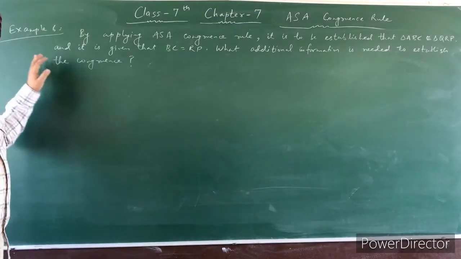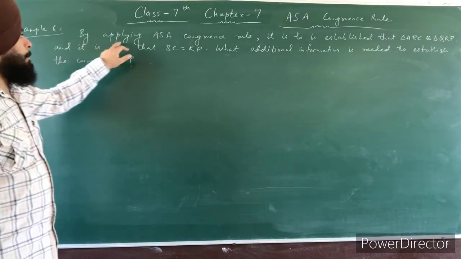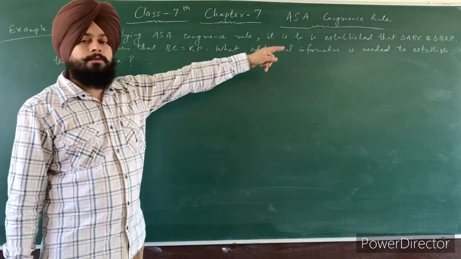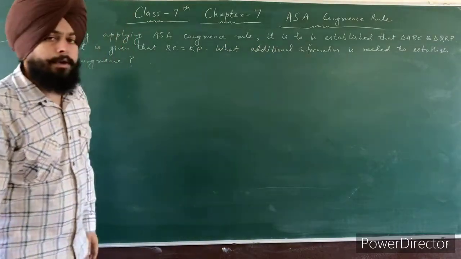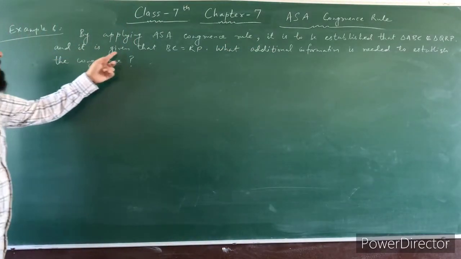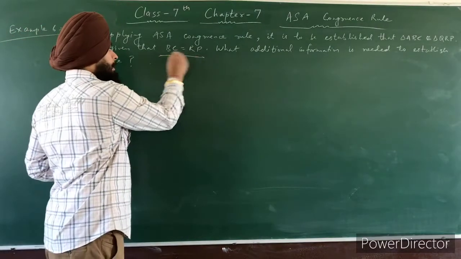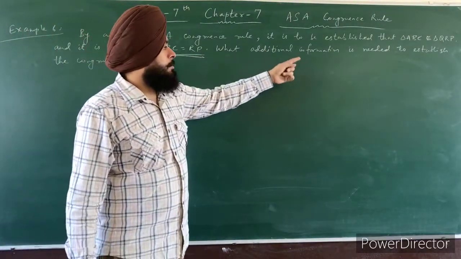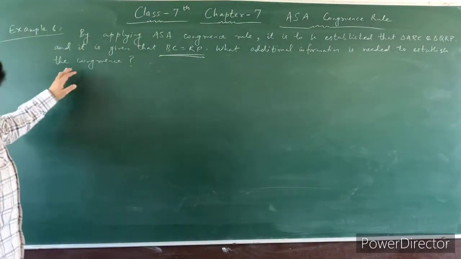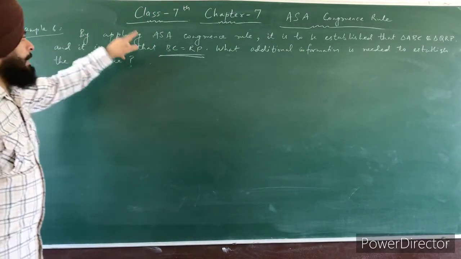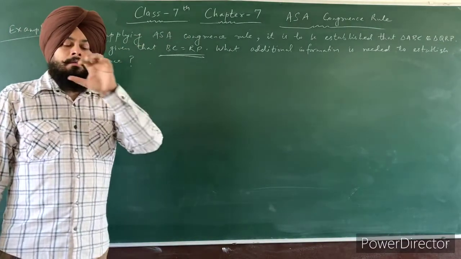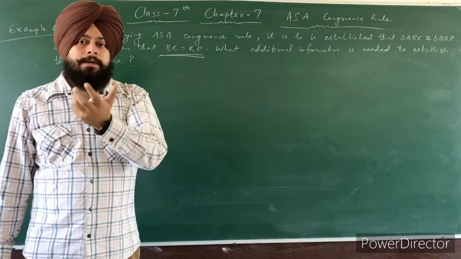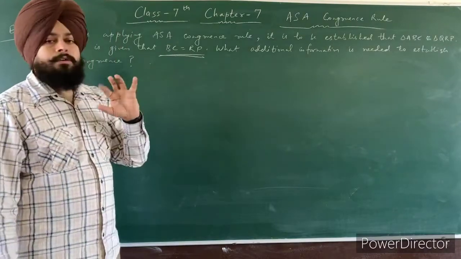So this is your next example number 6. By applying the ASA congruence rule, it is to be established that triangle ABC is congruent to triangle QRP, and it is given that BC is equal to RP. Means one side is given. What additional information is needed to establish the congruence? It means by the ASA congruence rule, which two parts do we have to find to prove the triangles congruent.